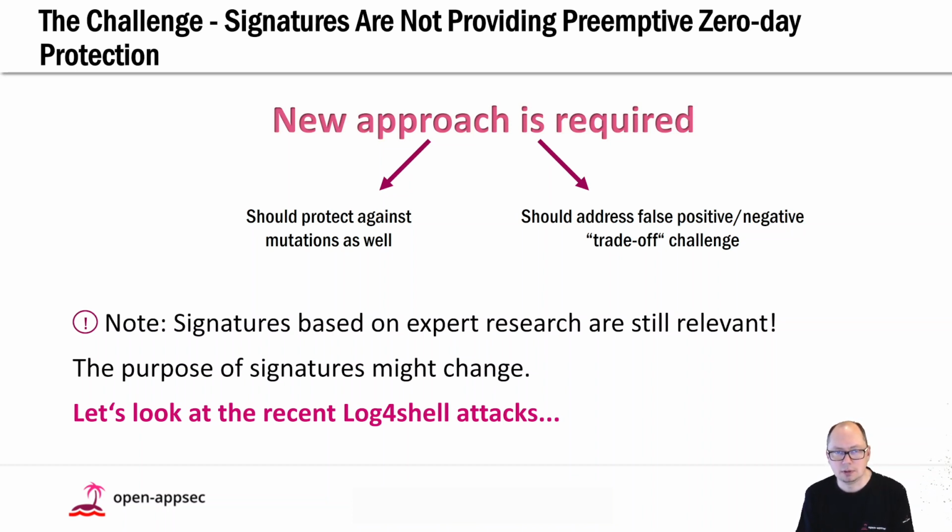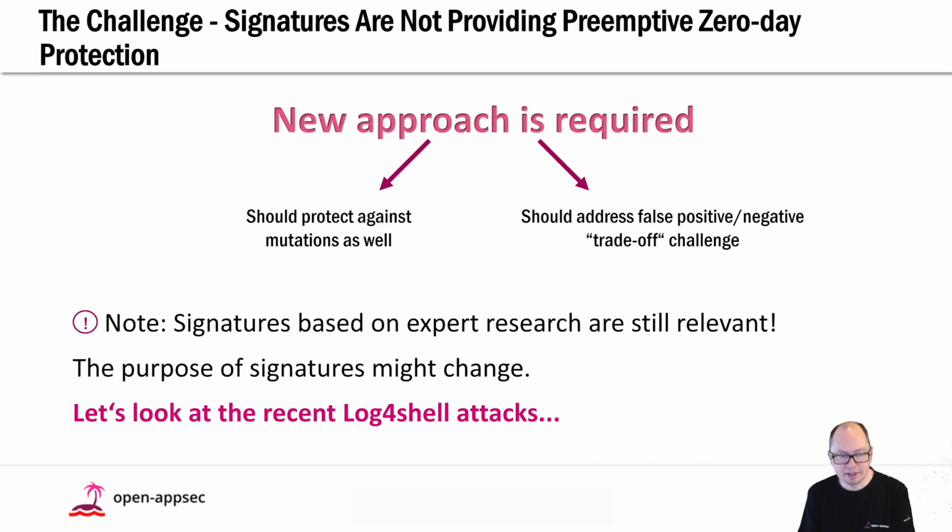So looking at this, we are actually in need of a new approach. The new approach for WAF implementation should protect against mutations as well, as we saw in the example where I showed the vulnerability window, but it also should address the false negative, false positive trade-off challenge that I have explained before.